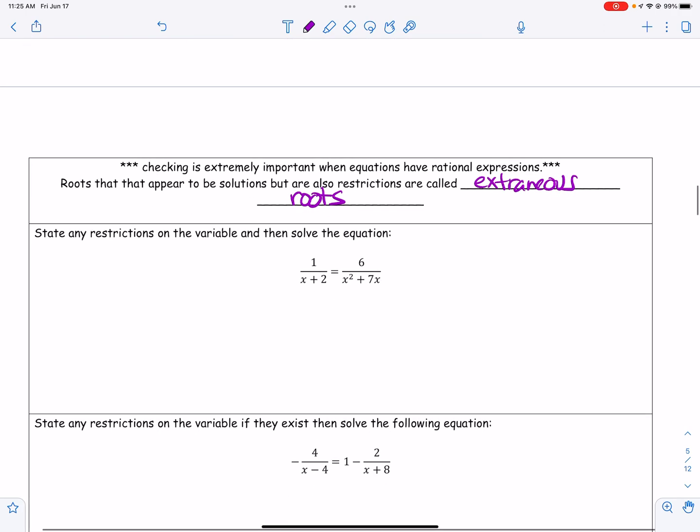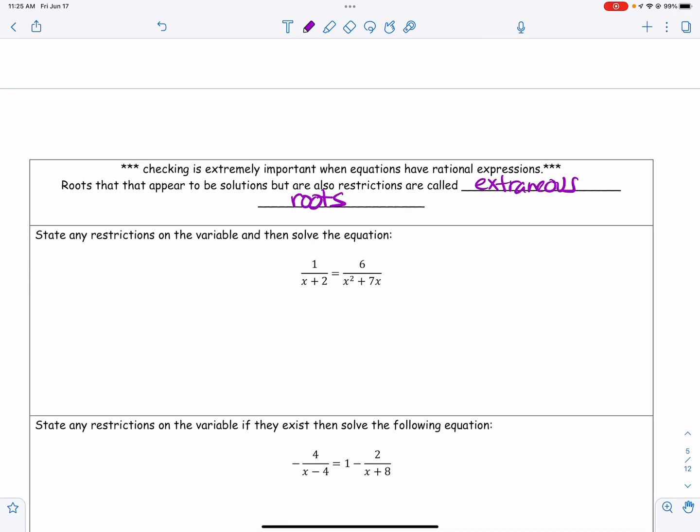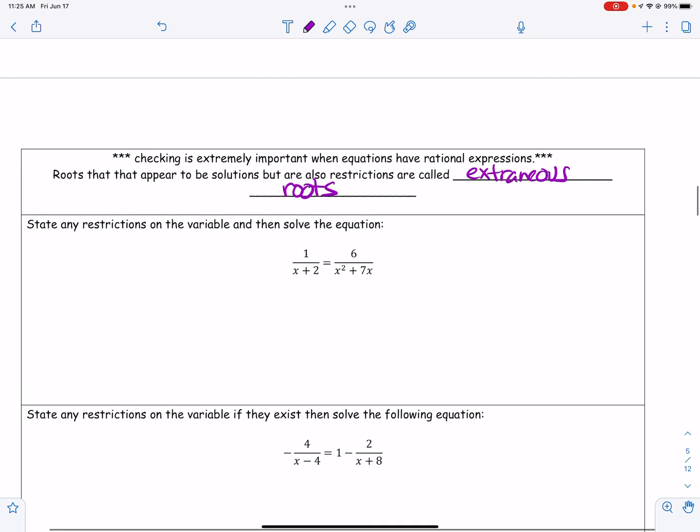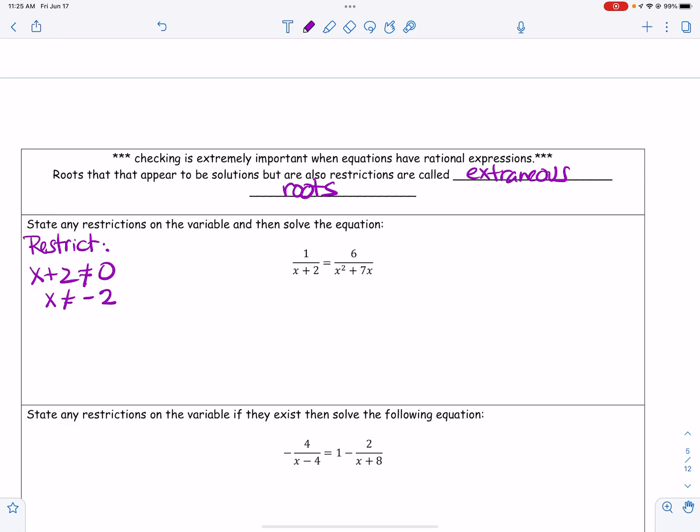Okay. Now in this instance, these are two ratios set up equal to each other, a proportion. In this case I could cross multiply, but I can also follow the procedure like I did prior. But before I start anything, I have to figure out my restrictions. So I am going to write restrictions, taking x plus 2 not equal to 0. So that says x cannot be negative 2.